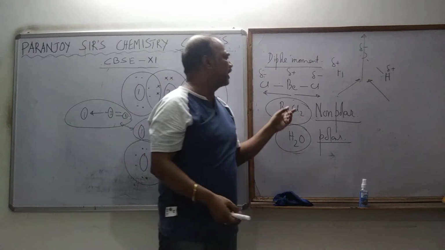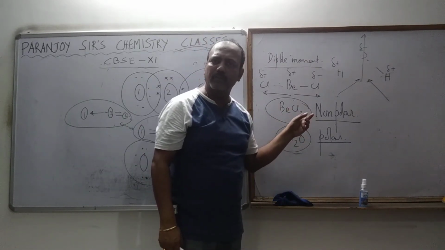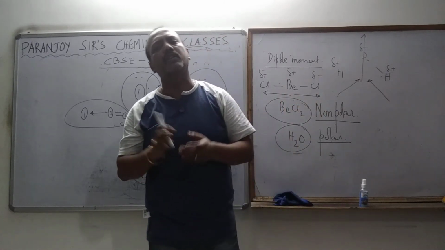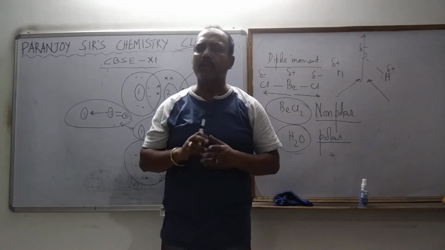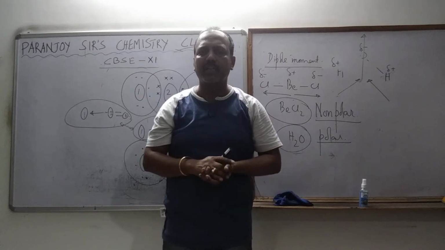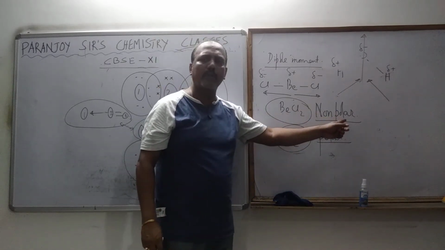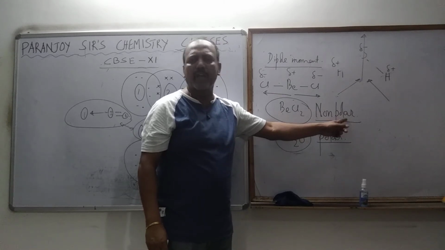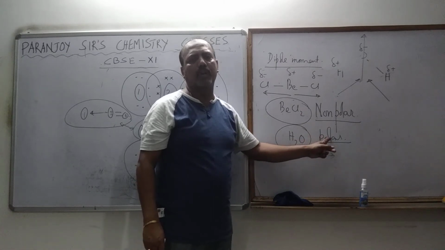But does the BCl2 molecule as a whole have any dipole moment? No. Why not? Because the dipole moments present in the BCl2 molecule are cancelled. But the dipole moments present in the H2O molecule are not cancelled. They produce a resultant dipole moment. Hence, the BCl2 molecule is called a non-polar molecule. From the word itself, you can understand that. Whereas the H2O molecule is called a polar molecule.